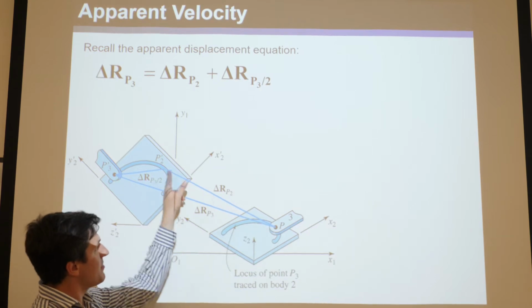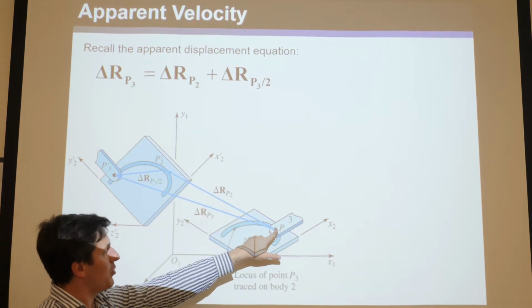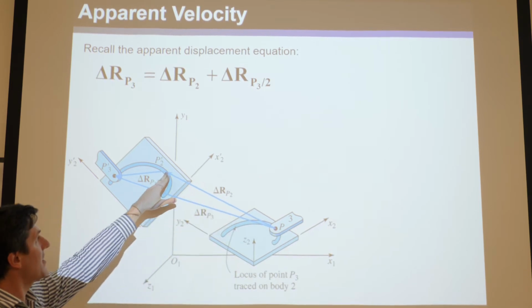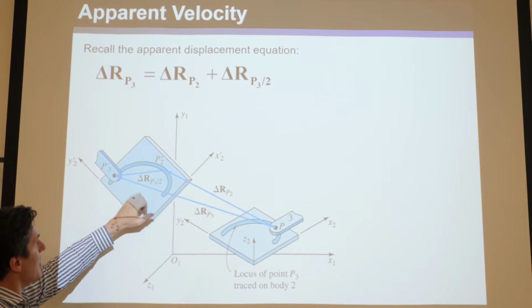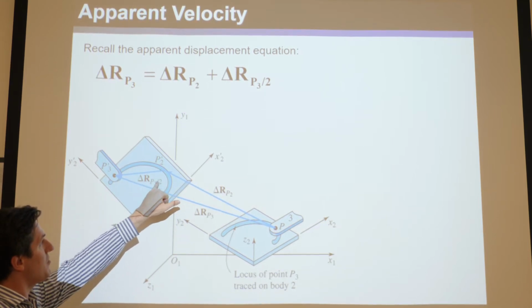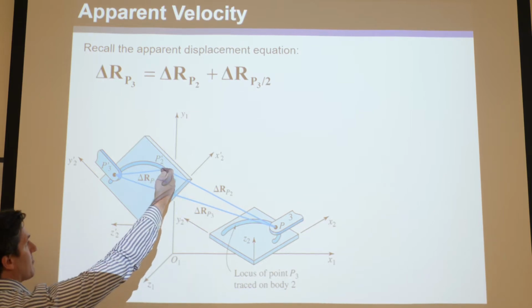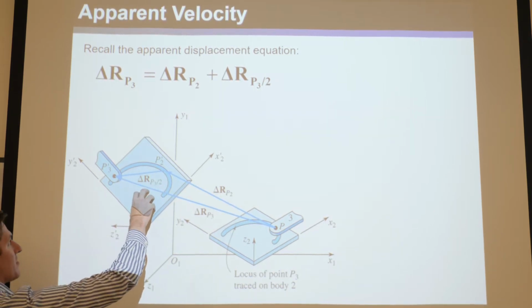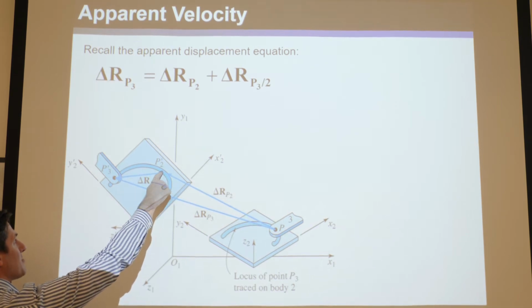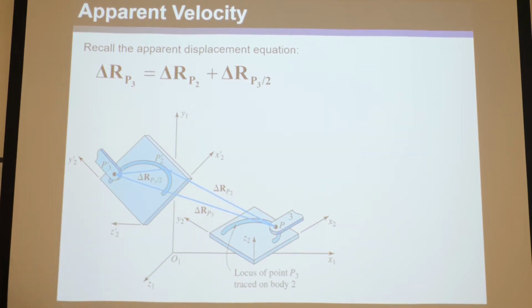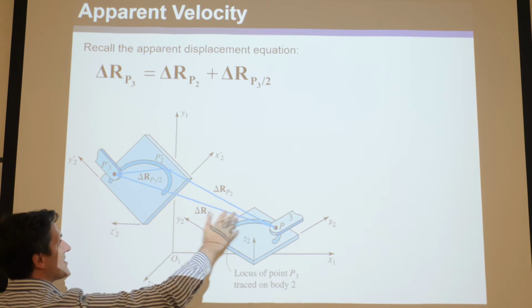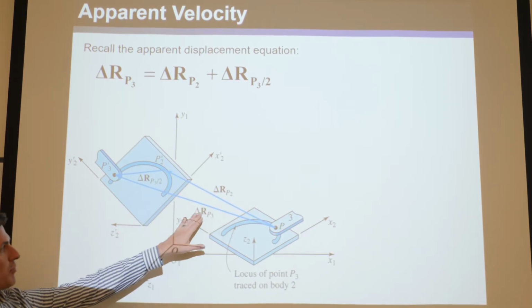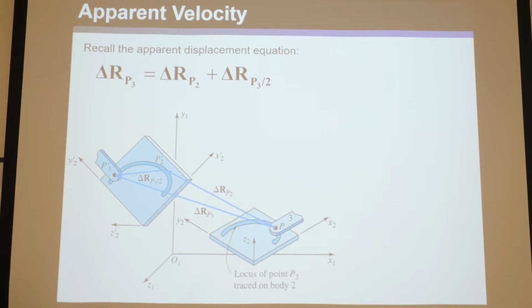So if you take the displacement delta rP2 of point P2 on this bottom link, you get that. And then you have to add that to the apparent displacement of P3, which is delta rP3/2, meaning relative with respect to 2. If you were an ant sitting on here, you don't even know this link moved, you would just see the displacement from here to here of P3. So if you add that apparent displacement plus the absolute displacement of P2, you get the absolute displacement of point P3. So that's just a review of last time.